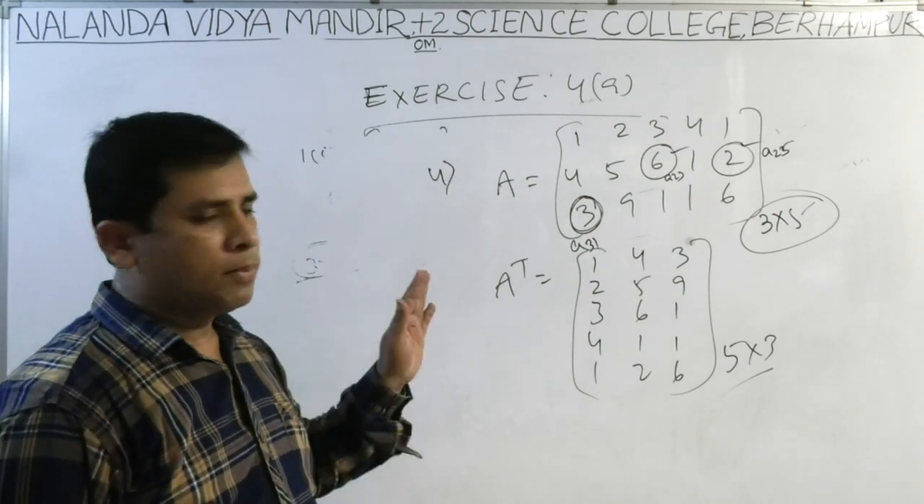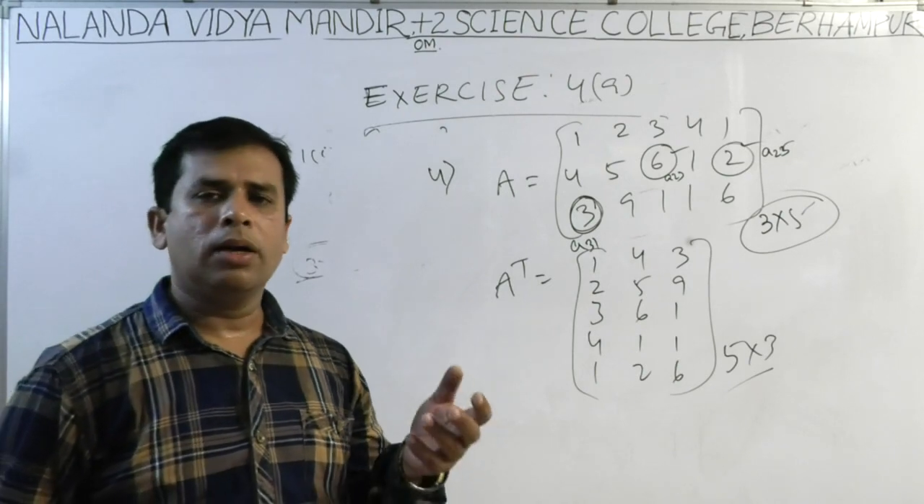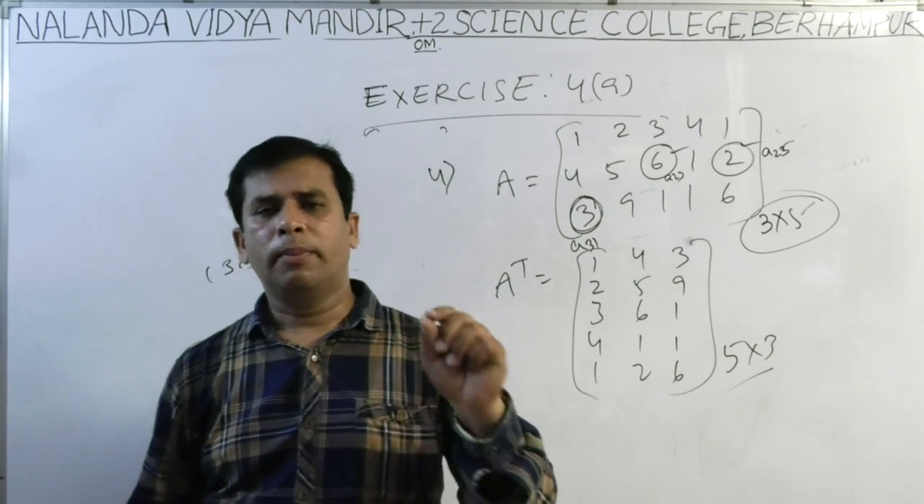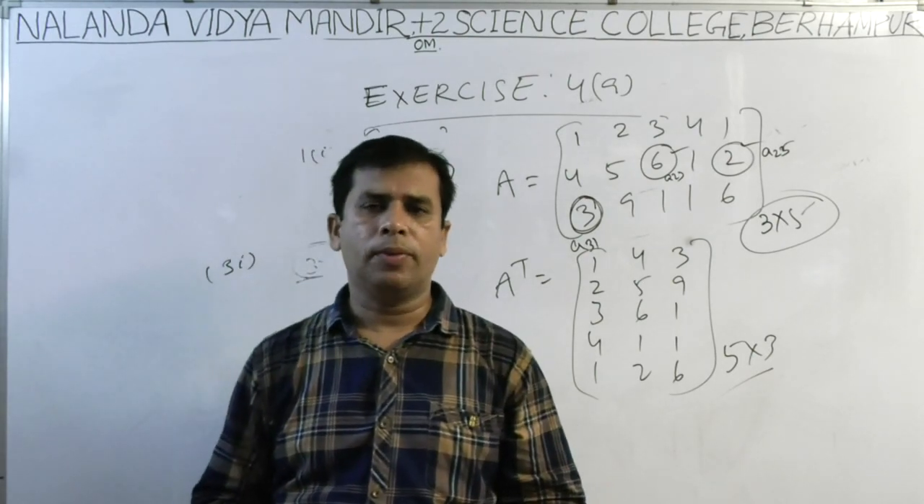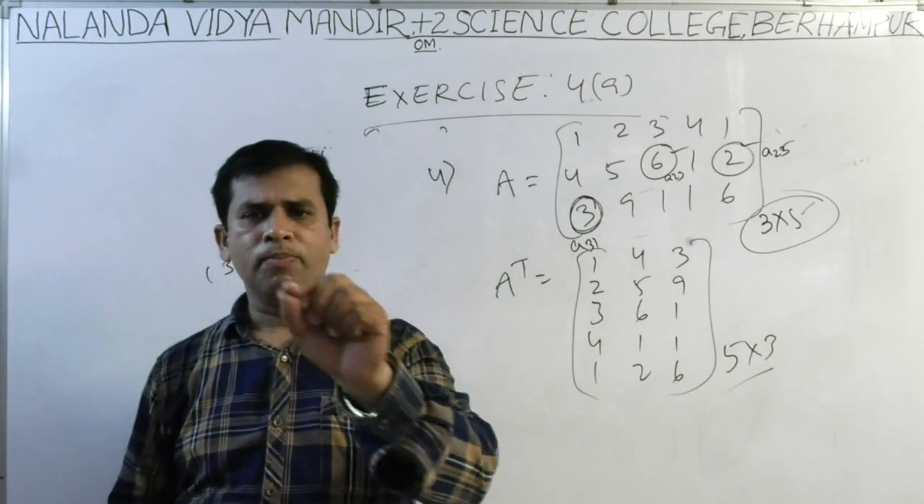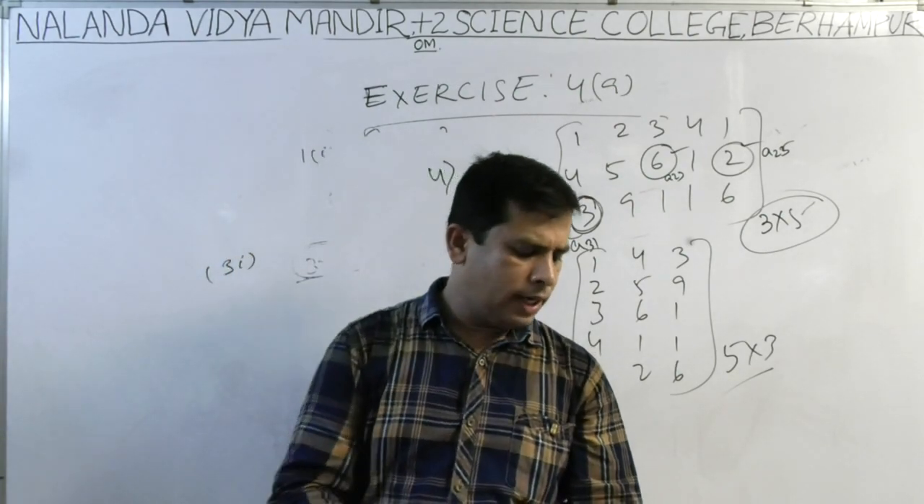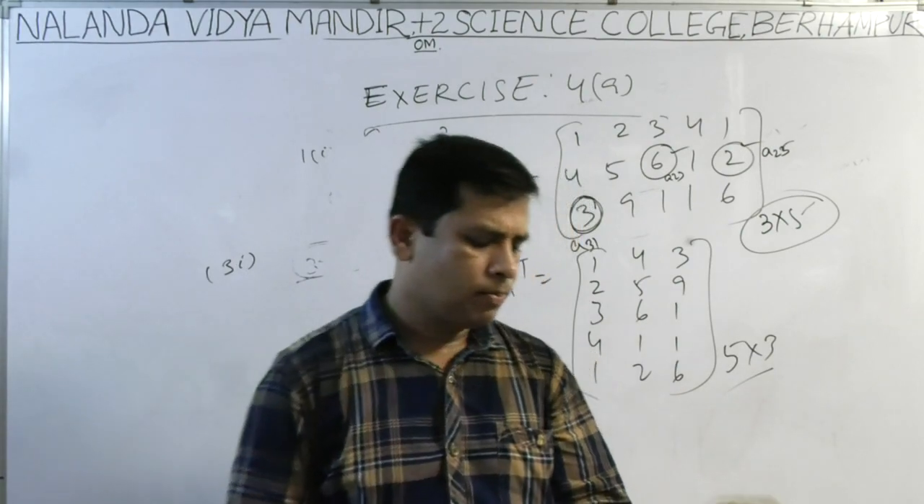Now we can find A plus B and B plus A. In matrix addition, A plus B is equal to B plus A. That is, matrix addition is commutative. If we add A with B and B with A, they are equal. Okay.